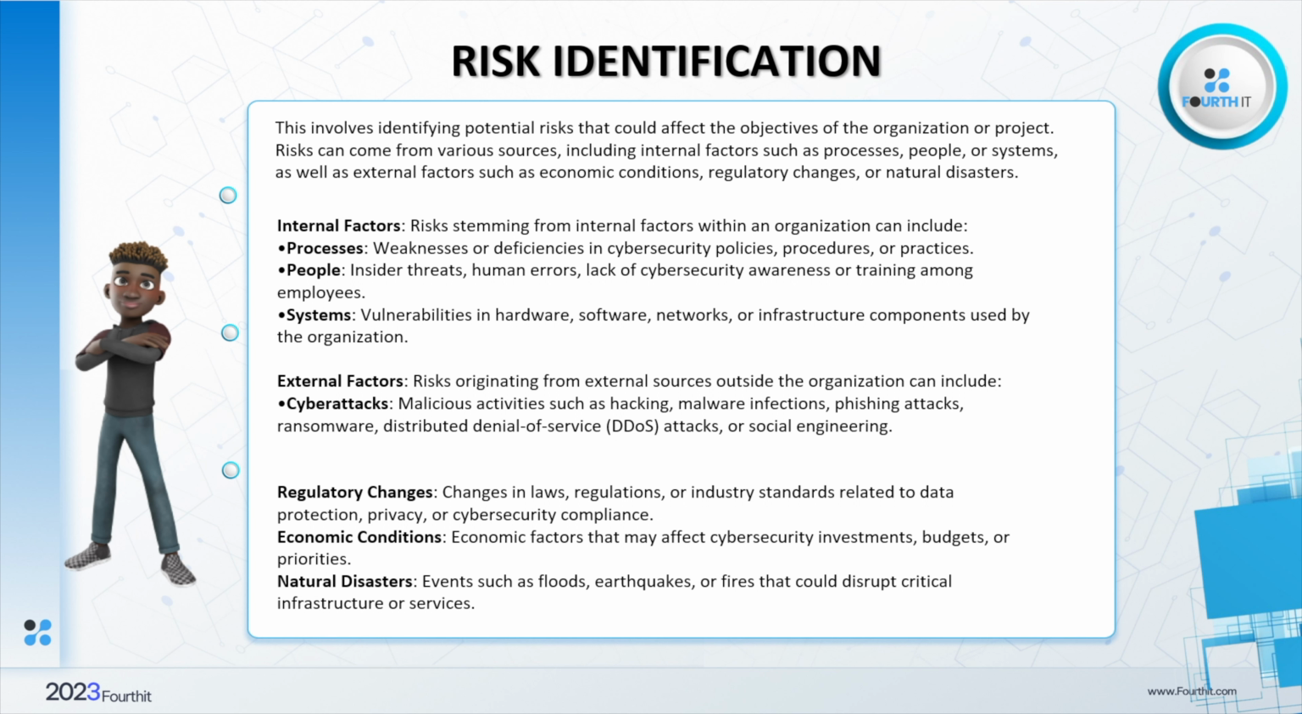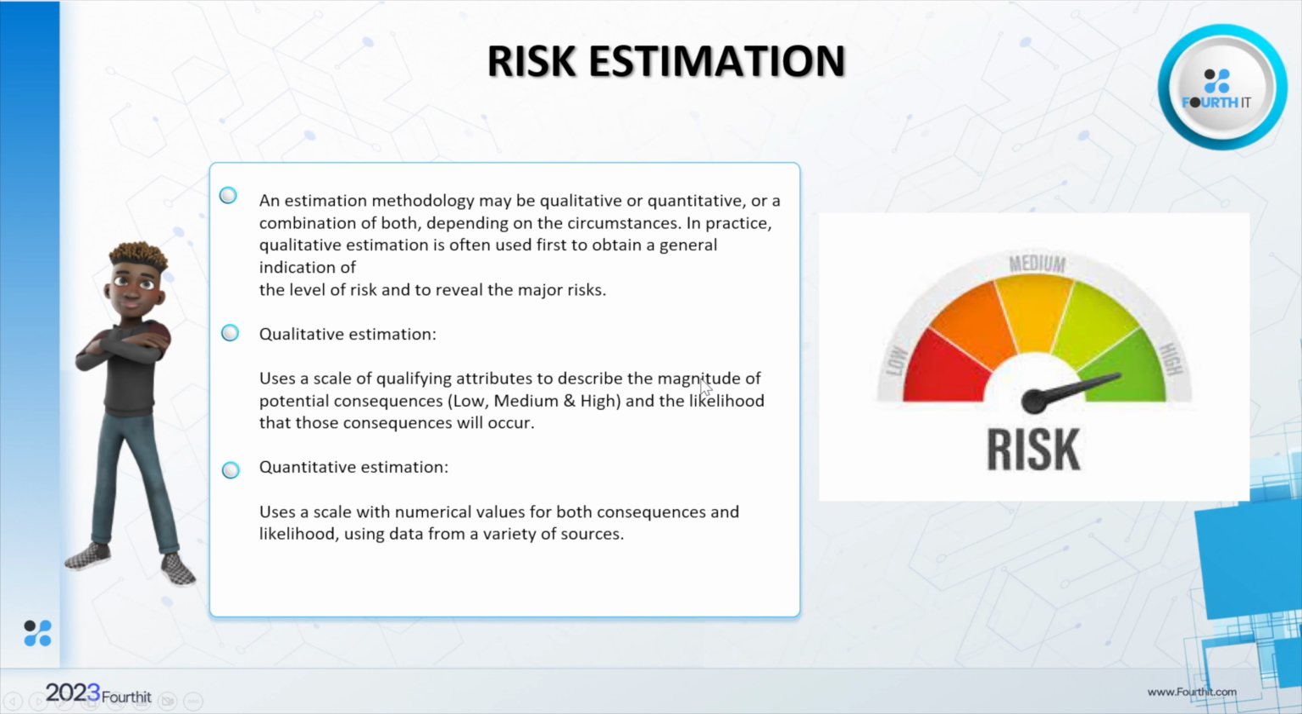External factors originate from outside the organization. We can talk about cyber attacks, and all the cyber attacks we talked about in our previous video. Regulatory changes: we are talking about changing laws and changing regulations. When industry standards are changing, it could also be a potential risk to the organization. Then economic conditions, economic factors that may affect cybersecurity investments and priorities. Whereas natural disasters have always been one of those constant things that affect our organization and are always potential threats to our organization. Now let's move to the next one, that is risk estimation.